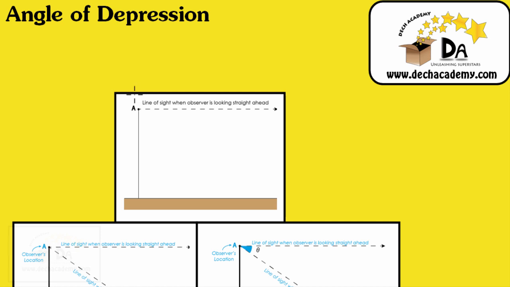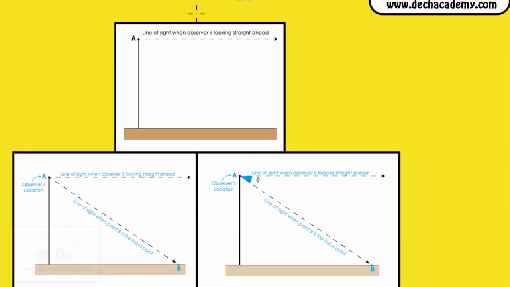So I'll illustrate what an angle of depression is. Say this is some high point. Let's say this is a ladder. Imagine someone standing here at point A. The person just looks straight ahead in this right direction. The line of sight is this dotted line. This is the person's line of sight.